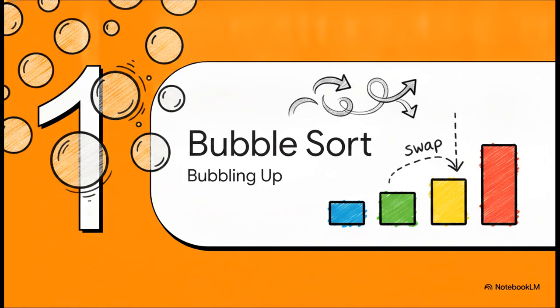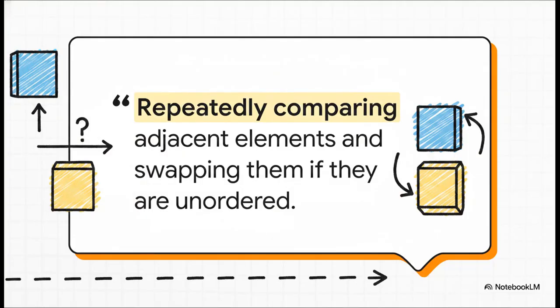Let's start with Section 2, Bubble Sort, bubbling up. Let's meet our first contestant. Now, it's a bit clumsy, sure, but it is very straightforward. The core personality of bubble sort relies entirely on just looking at two side-by-side items and swapping them if they're out of place. It essentially traverses the list step by step, taking pairs of numbers and asking a really simple question. Hey, is the first number bigger than the second? And if it is, they swap places.